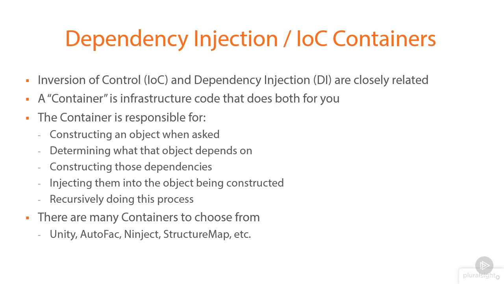So let's go take a look at how we can use dependency injection to break the coupling that we have between the view models and the client services at this point in our code.